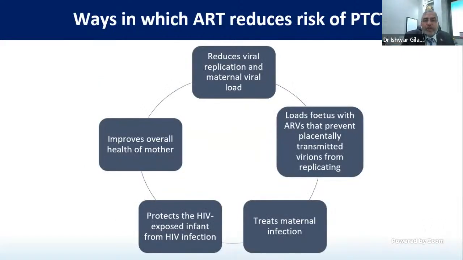And the ways in which ART reduces the risk of PPTCT are: treat maternal infection, that is most important; protect the HIV exposed infant from HIV infection; improve overall health of the mother; reduce viral replication and maternal viral load; and load the fetus with ARVs that prevent placentally transmitted virions from replicating. So if you provide this, then all these things can be done. Next slide, please.